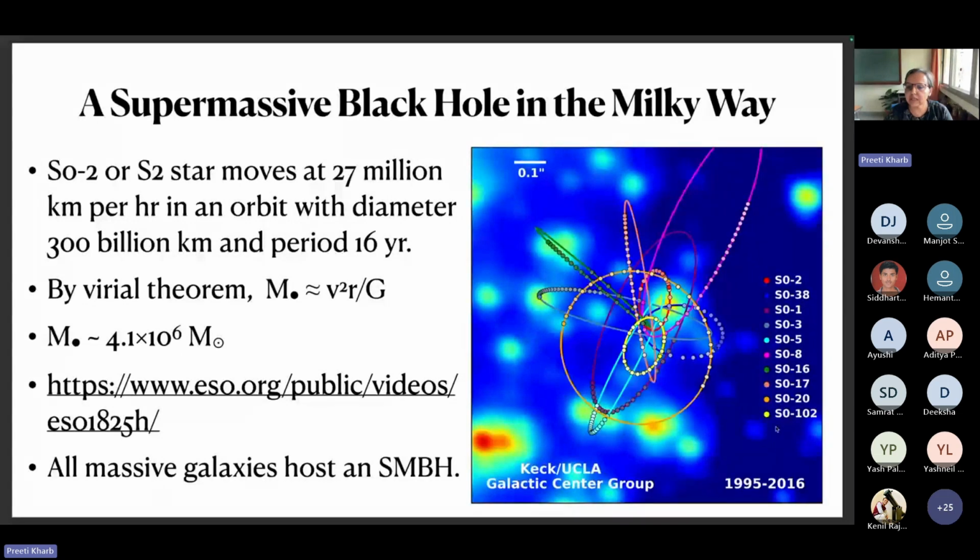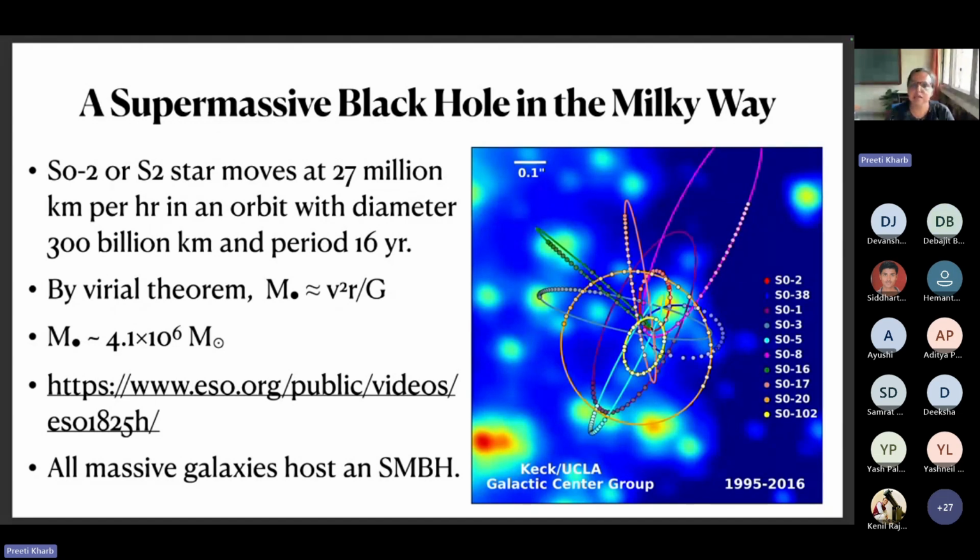Immediately you can also see that some of these closed trajectories seem to be moving around something which is not visible in the infrared. The center of the galaxy is actually visible at radio wavelengths, and there is a point source there called Sagittarius A star, which of course you can't see here. And that is the supermassive black hole in our own galaxy.